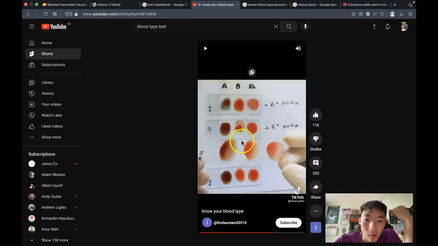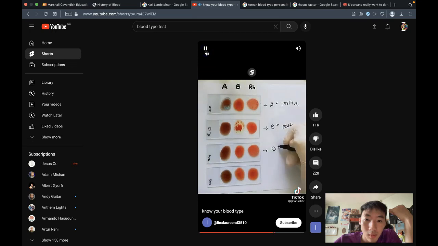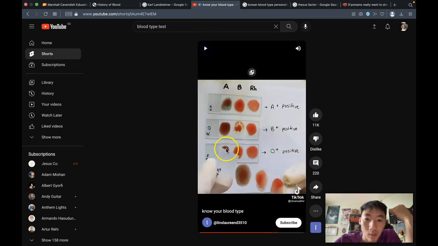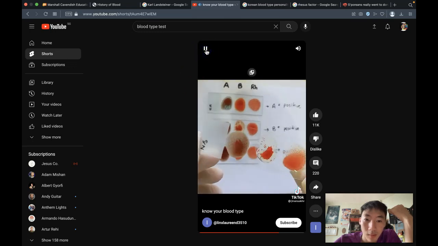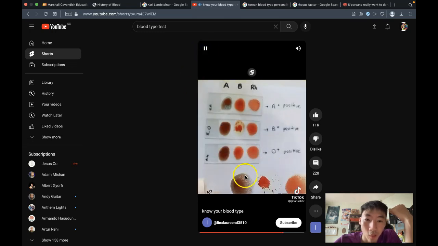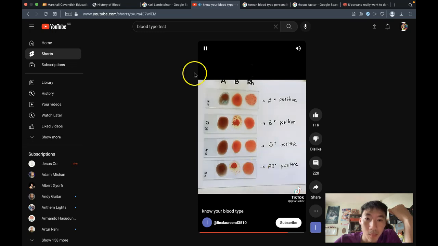Okay, this person, do you see any agglutination? No, right? So this one got no agglutination, so he's an O positive. Let's watch the last one. Agglutination for both, right? So AB positive.